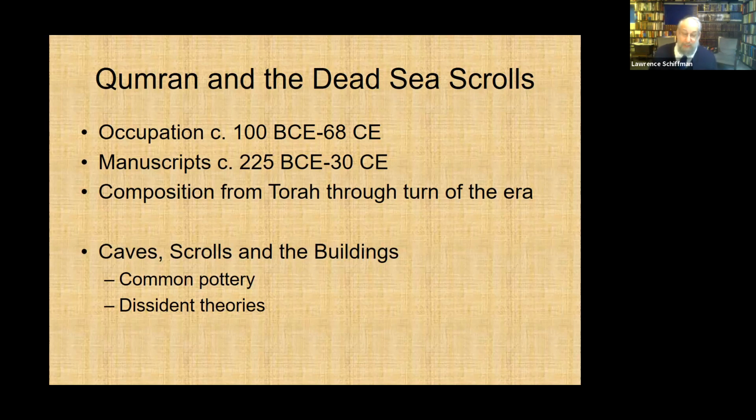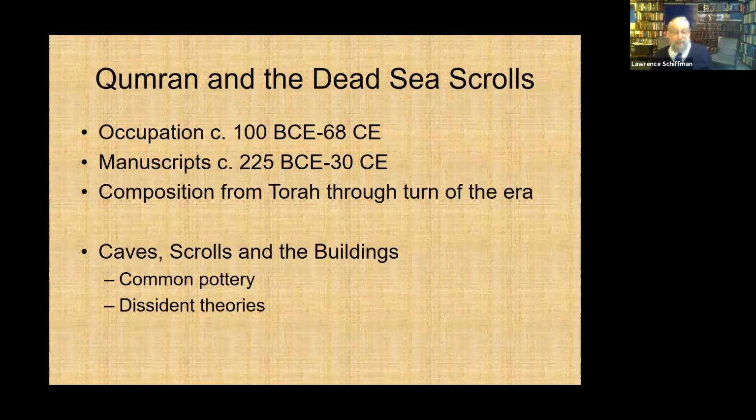Now, those dates are a combination of the letter shapes that we use to date, because we know something about the development of the language, and also carbon-14 dating. Now then, the date of the composition of the text is from whenever you date the Torah, a question beyond us today, all the way through the turn of the era, about the year, there is no year zero, so 1 BCE and 1 CE.